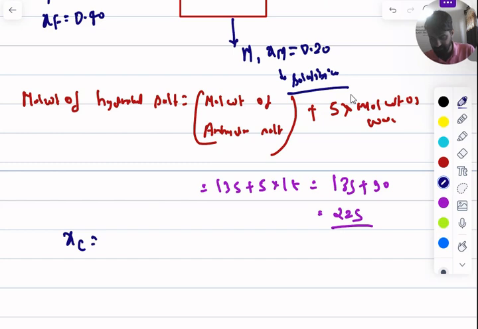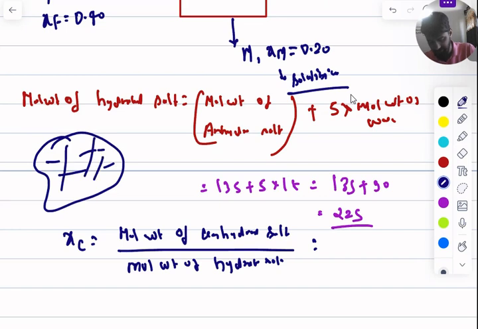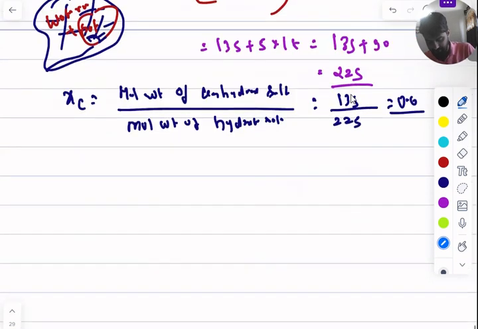Now we want to calculate Xc. Xc will be equal to the molecular weight of anhydrous salt divided by the molecular weight of hydrated salt. Why? Because in the crystal there will be water and salt. So we want to calculate the mole fraction of salt, that will be salt divided by total. That equals 135 divided by 225. That will give you 0.6. Is that clear? So we get to know Xc. We have Xf equal to 0.40.